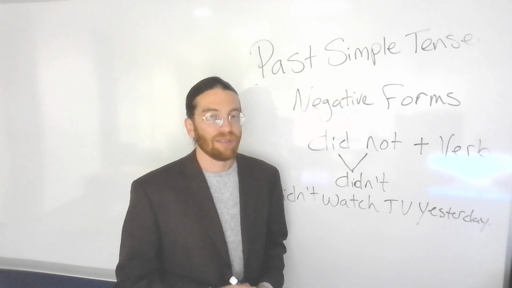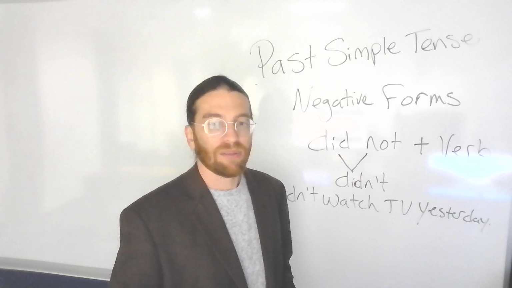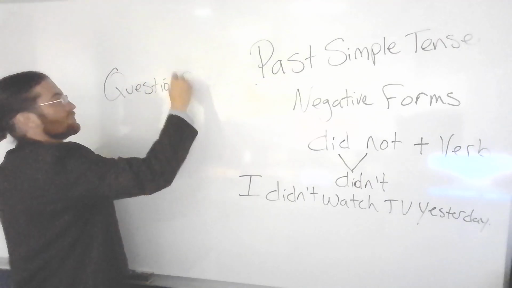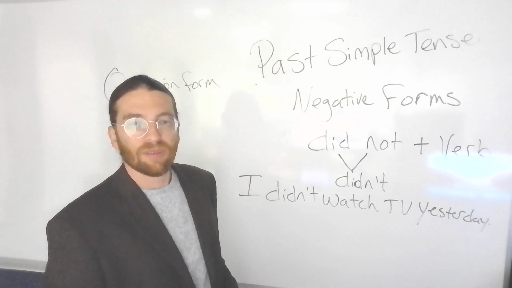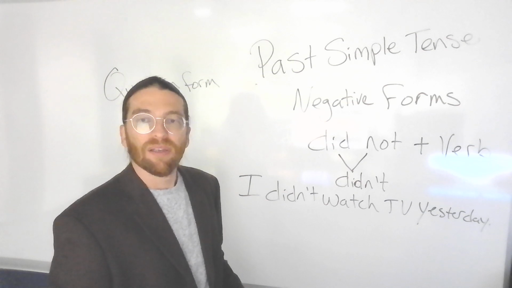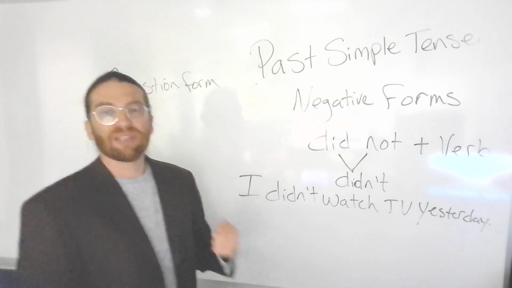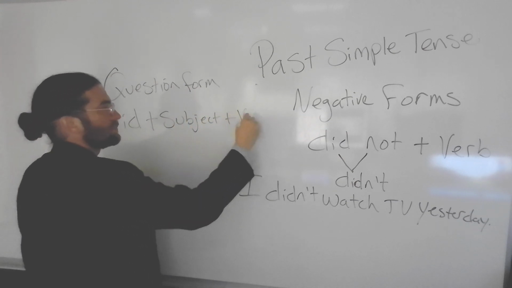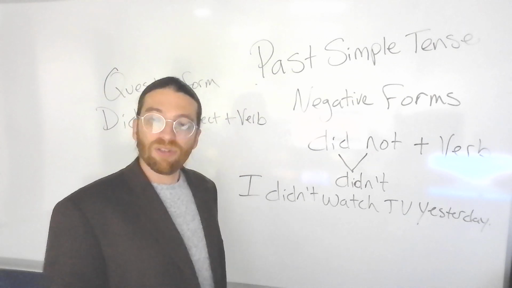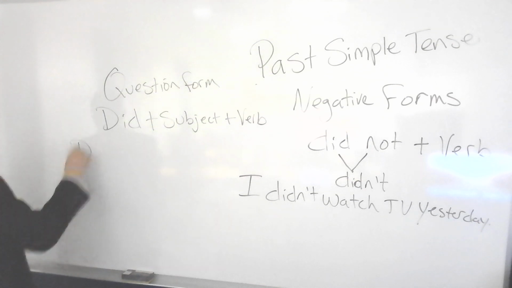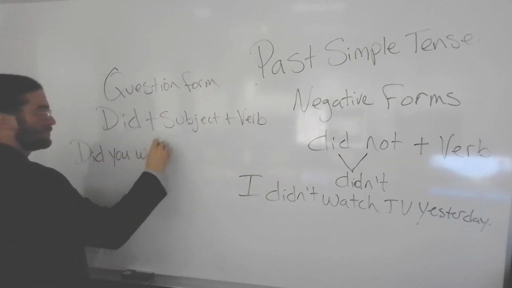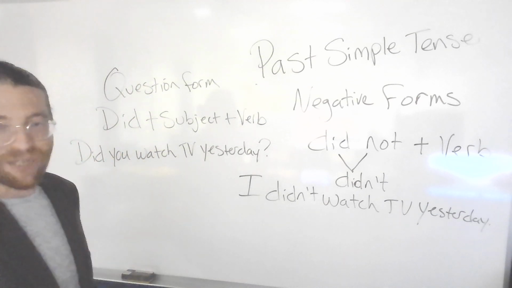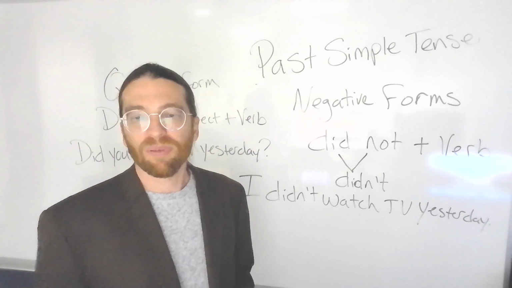But how do we ask a question? Well, we also use did. In the question form, we add did plus the subject plus the base verb. For example, did you watch TV yesterday? That's how we write the question form in the past simple tense.